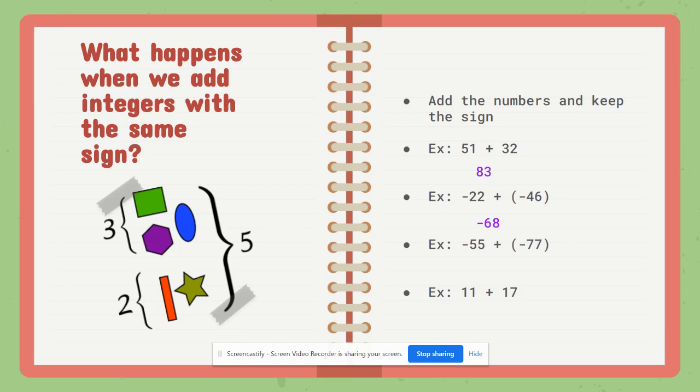And the same rule applies for the next example. Negative 55 plus negative 77. We're going to add 55 and 77, and because they're both negative, our answer stays negative. And our answer becomes negative 132. The last example is regular addition. 11 plus 17. They are both positive numbers, so it's 28.